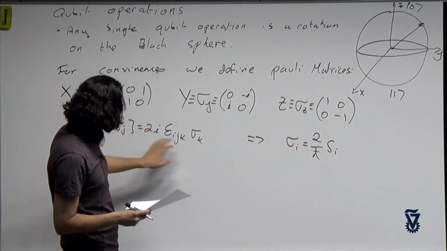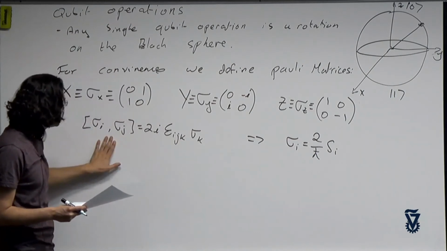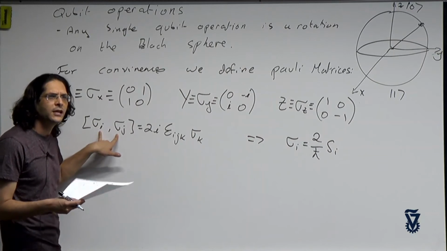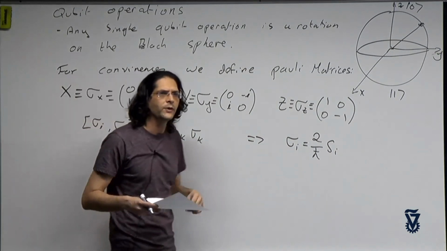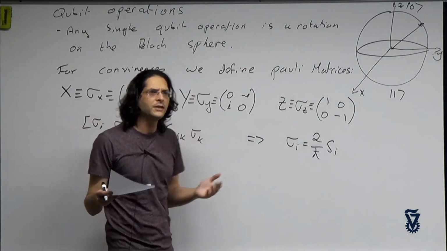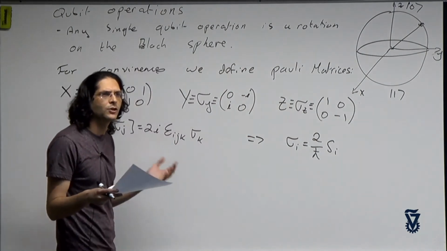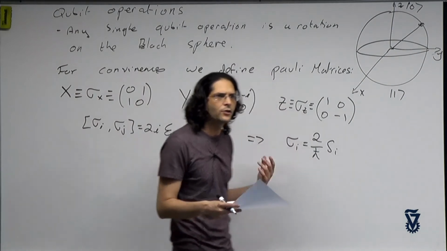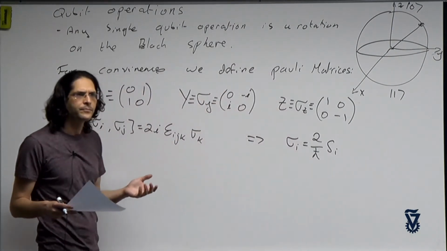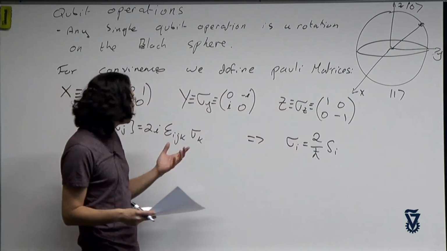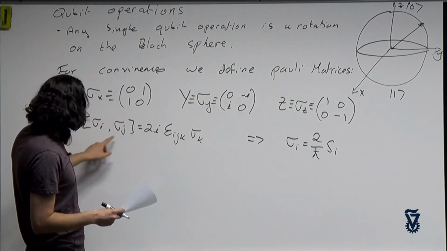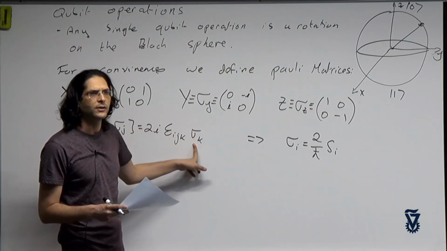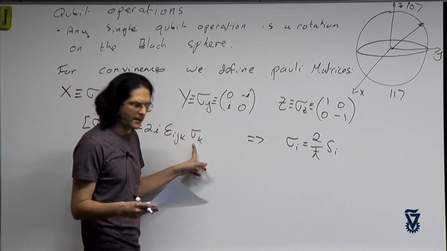You've probably seen this, but I don't know how much emphasis you put on this. For a spin system, as opposed to continuous systems like oscillators where momentum and position are non-commuting, conjugate observables, and their commutation relation is h bar times the identity, here the commutation relation between two Pauli matrices is another Pauli matrix.